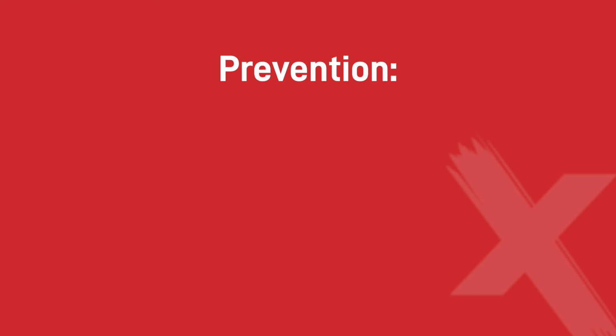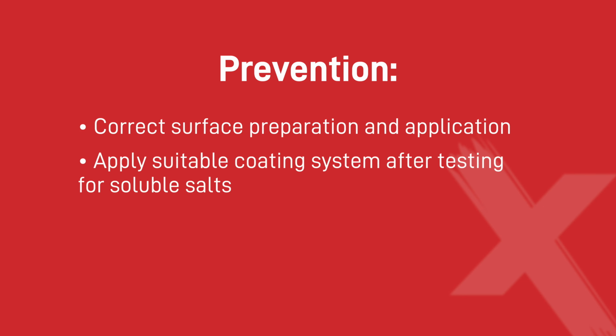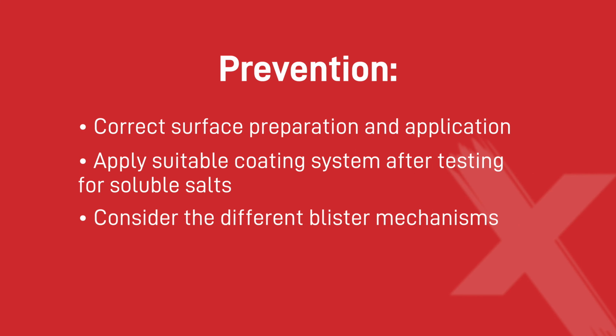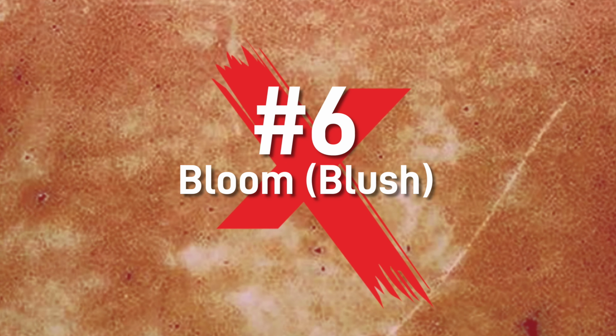To prevent blistering, ensure that you have the correct surface preparation and application equipment. Apply a suitable coating system after testing for soluble salts with a Positester by Defelsko. Consider which of the mentioned blister mechanisms may appear in the environment you are painting in, and try to rectify it before painting. Failure number 6 is blooming or blush.